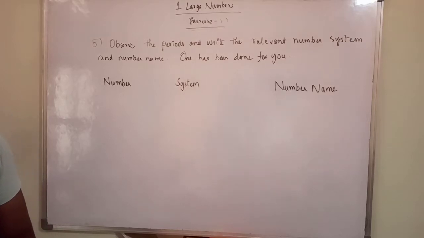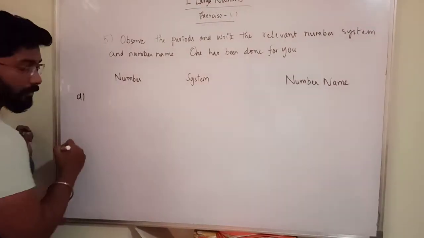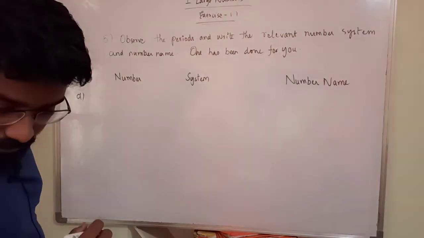In the previous class we completed A, B, C in the fifth bit. So let us continue the same bit. Let us start from D. What is that D?